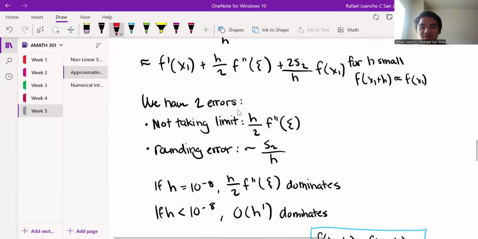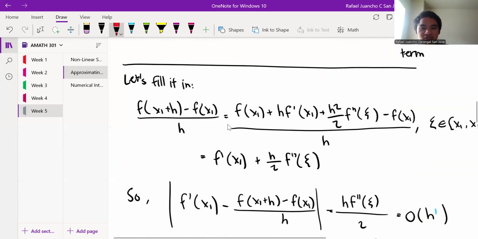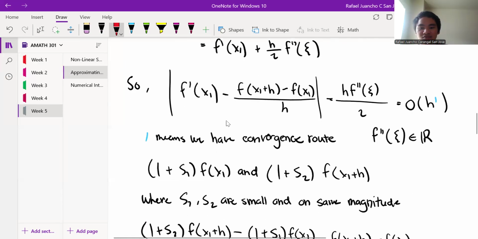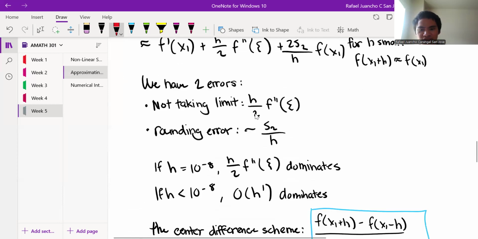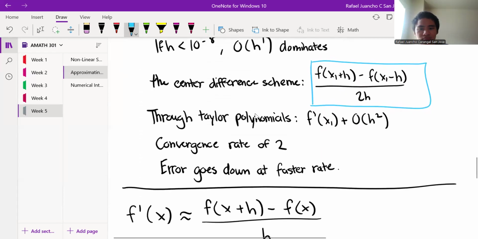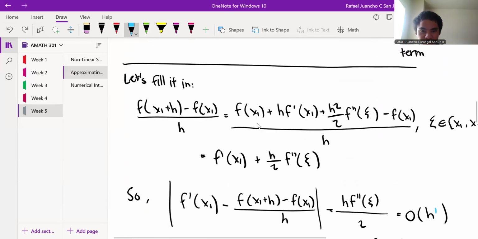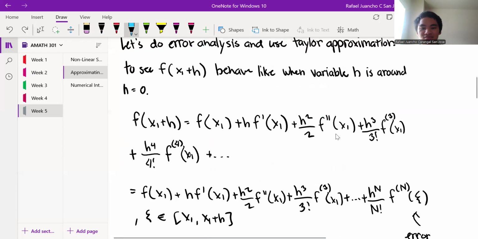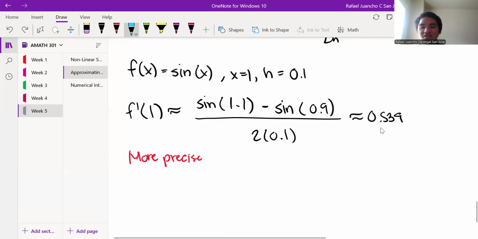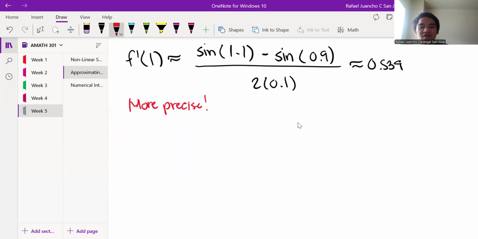Right? How were we able to derive this? I'm not going to go in depth, but basically we did some Taylor series. And as we did that, we get a faster convergence rate, which in this case, I think it was 2. And the error goes down at a faster rate. So what I'm saying is that the central difference scheme is way, way faster compared to our original approximation up here, right? And so obviously, if this is faster, then there's less error, right?